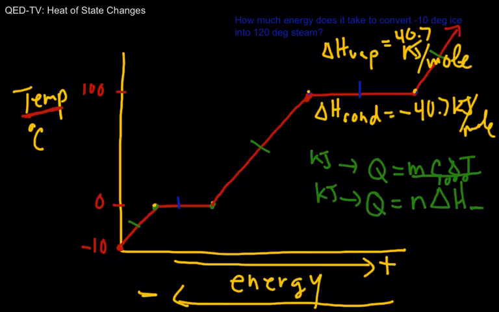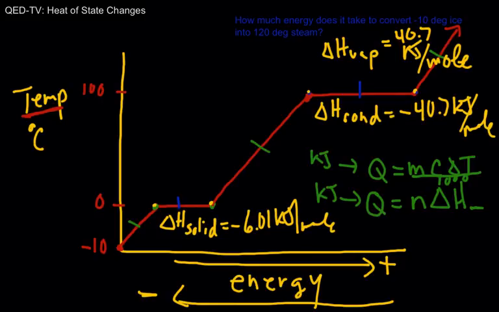So to vaporize, it takes 40.7 kilojoules per mole of water. To condense it, you'd have to take away 40.7 kilojoules per mole of water. And then down here we have some that are a little different. This one on the bottom, to go from here to here, that's called the heat of solidification. The heat of solidification, and it's negative 6.01 kilojoules per mole.